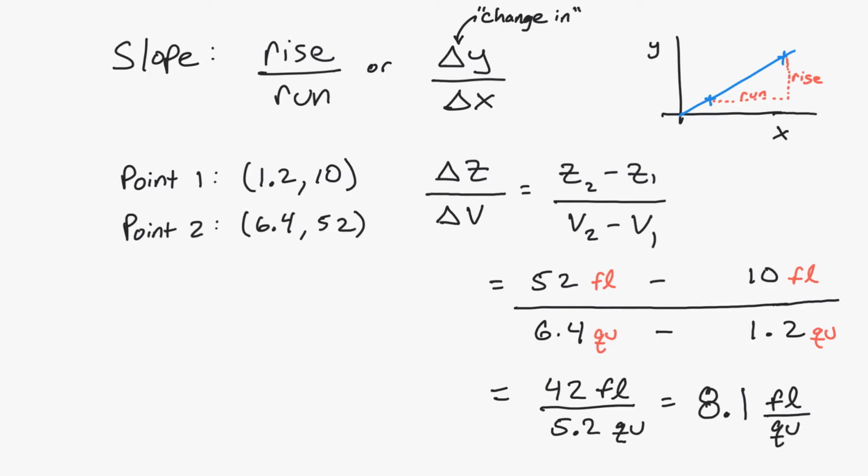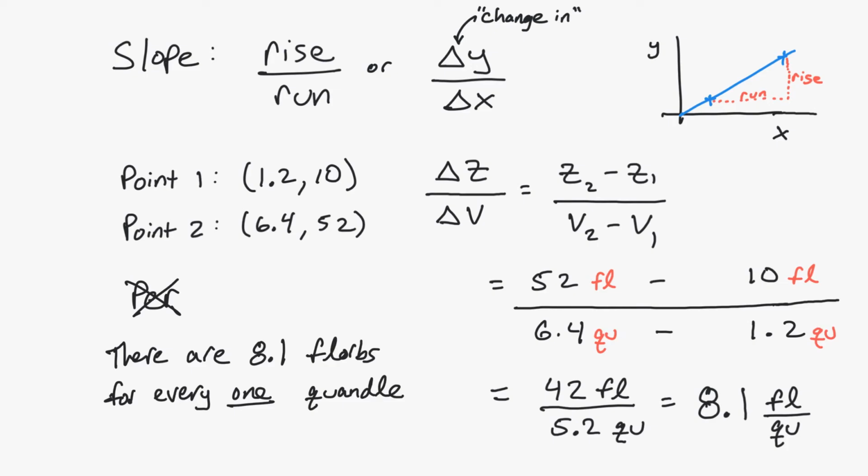Great. See if you can say that like we learned in the previous video. How would you say this in words? 8 point what? Well, you could say 8.1 florbs per quandle. I don't want you to use the word per. Get some practice with this again. You can't use the word per. Write this out as a sentence. Go ahead, pause the video and try that. All right, well, hopefully you got it. There are 8.1 florbs for every one quandle.